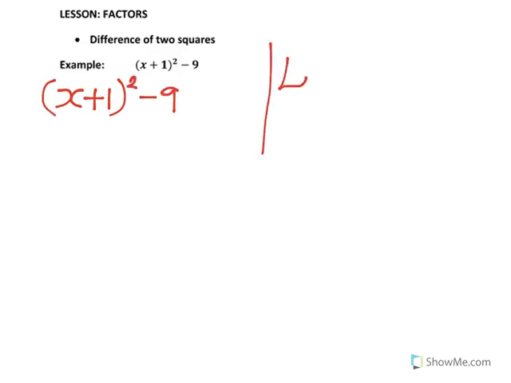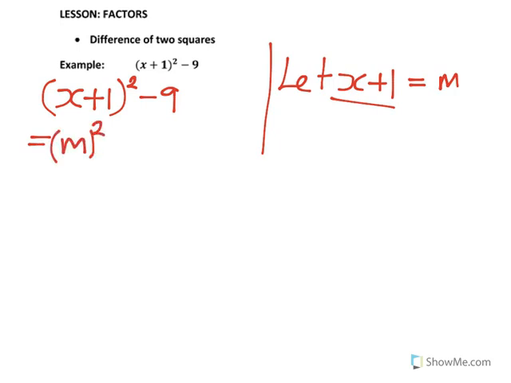Now you can say let x plus 1 be equal to m. So now it means x plus 1 is going to be substituted by m. So where you see x plus 1, we can continue to say this is equal to m squared minus 9. Why m squared? Because m is now replaced by x plus 1. Remember, we said let. By saying let, it means wherever there is x plus 1, we just substitute it and put an m.